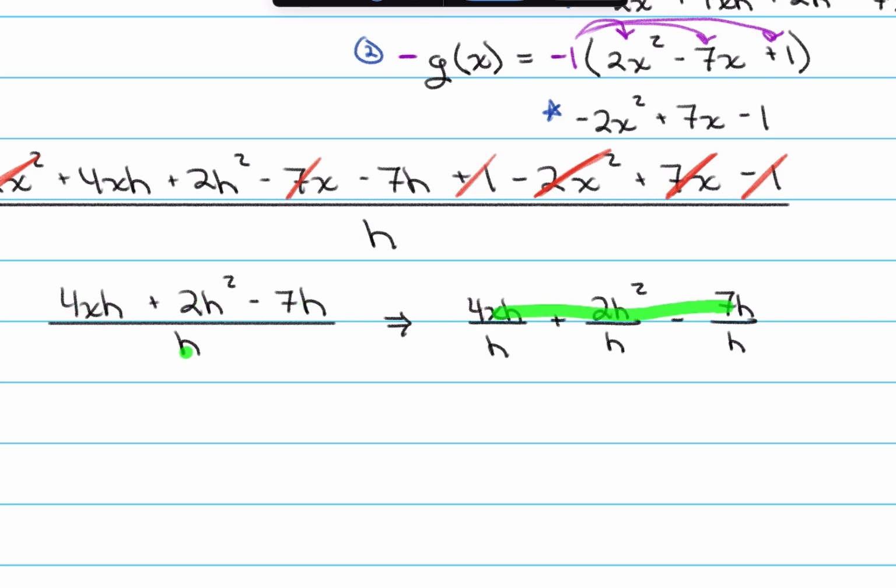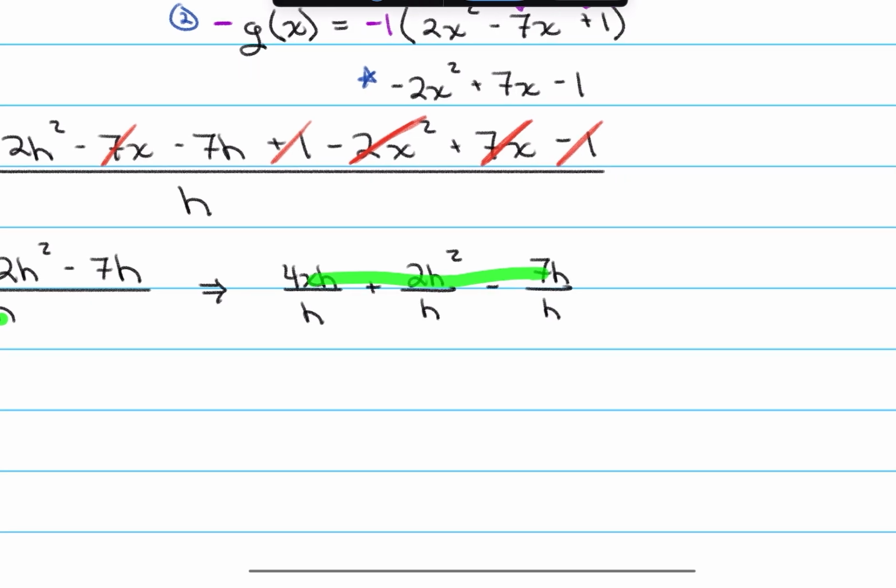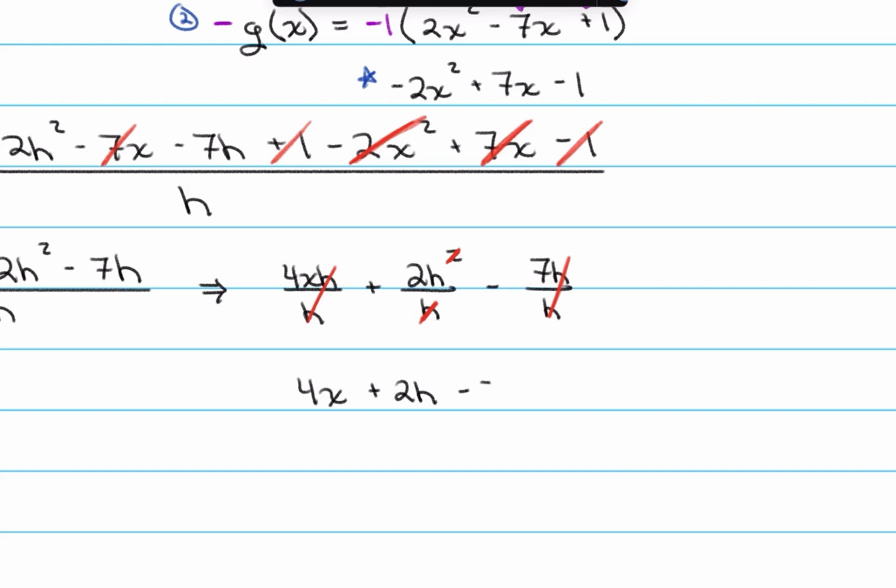But look what that does. Now I have h over h. That cancels to be a 1, so that leaves us with 4x. I have h squared over h, so if we get rid of the 1 on the bottom and we'd only get rid of 1 on the top, that means we're left with plus 2h. And then we have h over h again. Remember, that's 1. So we'd just be left with the minus 7. That right there is our ending difference quotient.